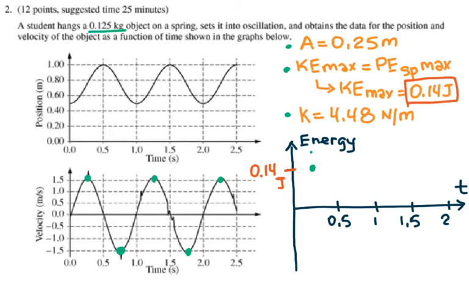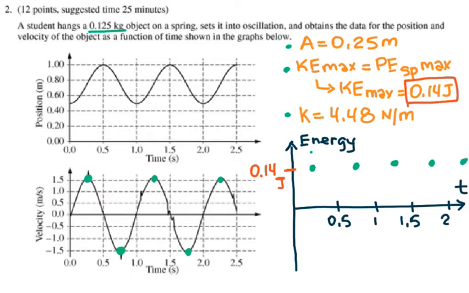So I have maximum kinetic energy at 0.14, right? I have it at 0.25 seconds. I have it at 0.75 seconds. I have it at 1.25 seconds. And I have it at 1.75 seconds. And at 2.25 seconds, somewhere here.